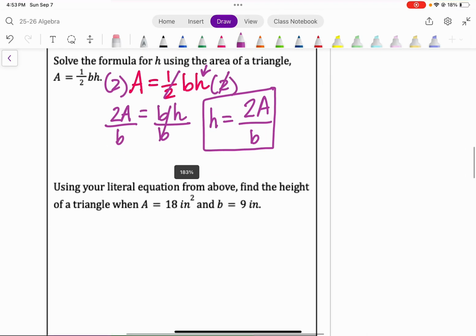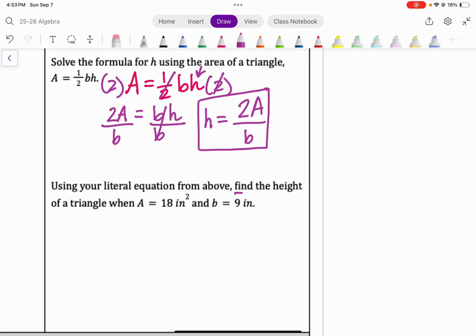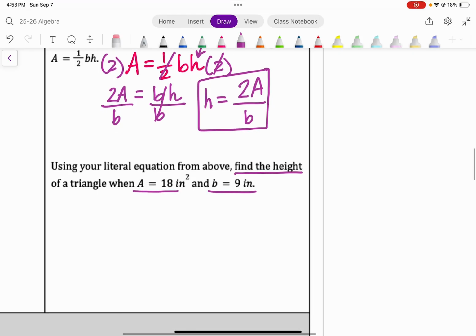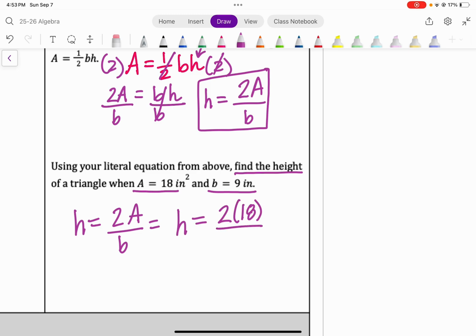Now, using that equation from above, find the height of a triangle when a is 18 and b is 9. So we're going to take that formula, 2a over b, and say height is equal to 2 times 18 over the base, which is 9. 2 times 18 is 36, divided by 9, so the height is 4 inches.